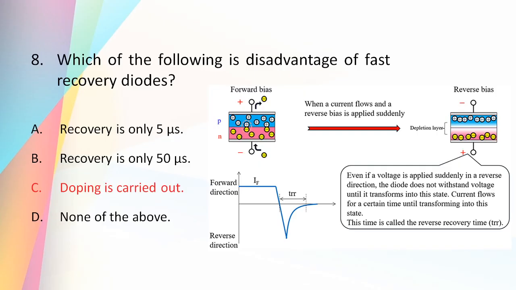The diodes with a low reverse recovery time of about 5 microseconds or less are called fast recovery diodes. For voltage above 400 volts, the diffusion technique is used for the fabrication of these diodes. In order to shorten the reverse recovery time, platinum or gold doping is carried out. This doping may increase the forward voltage drop of the diode. So they have a disadvantage of doping.